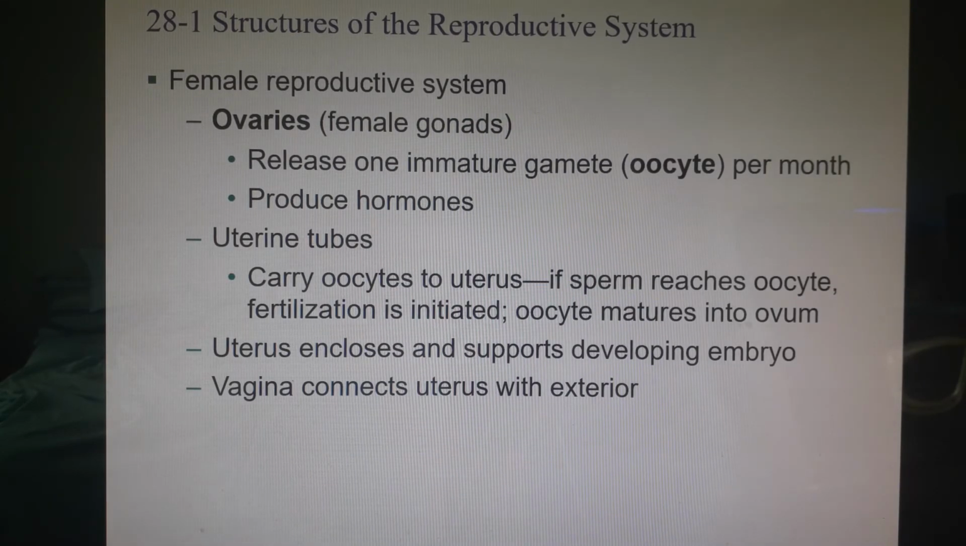In the female, the gonads are called ovaries, and they will release 1 immature oocyte per month. And they're also responsible for producing hormones. And the gamete will travel from the ovary to the uterine tube. And this uterine tube, you may have heard of it called a fallopian tube, is going to deliver the oocyte to the uterus. If it gets fertilized along the way, then we'll start implantation. If it is not fertilized, well, then we're going to shed the egg and the lining of the uterus. And then the connection between the uterus and the exterior of the female's body is called the vagina.